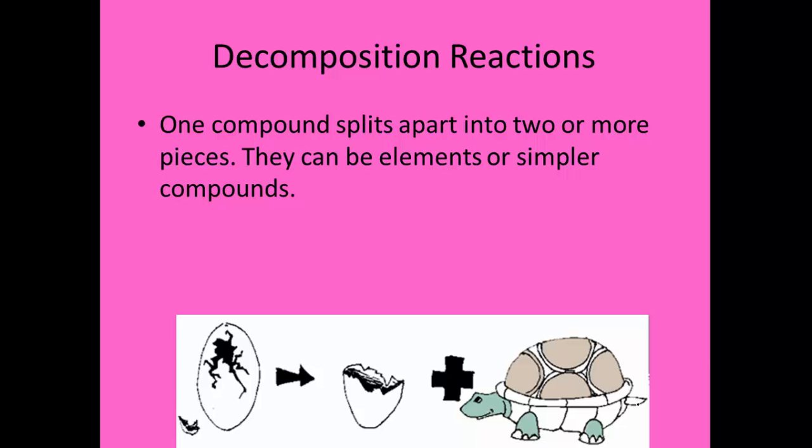Alright, so let's look at some decomposition reactions. One compound splits apart into 2 or more pieces. They can be elements or simpler compounds. So the generic reaction is you have molecule AB, it reacts and splits apart into molecule A and molecule B. If you look at the picture down here, we start off with an egg. It reacts, so now we have the egg shell plus the baby turtle that was inside.